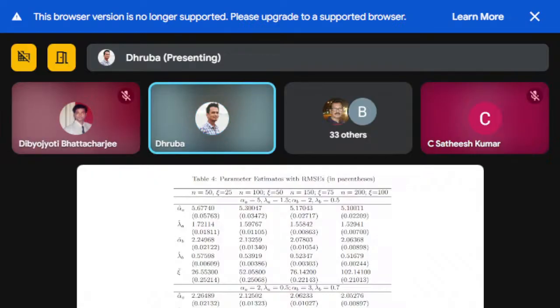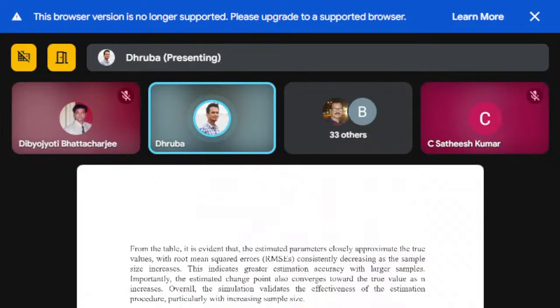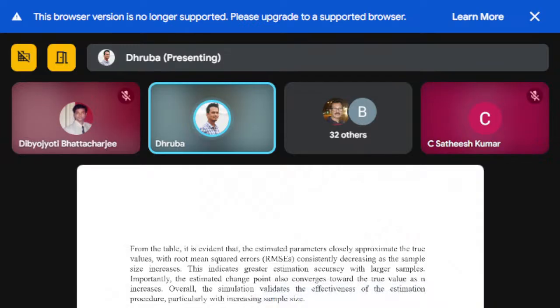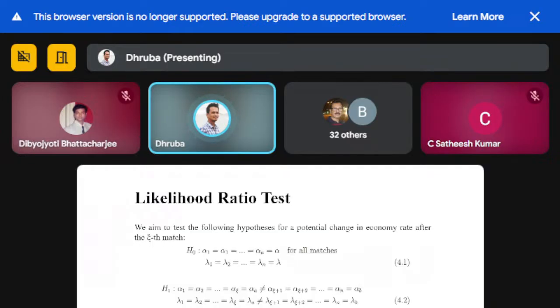And from the table, it is evident that the estimated parameters closely approximate the true values, with root mean square errors consistently decreasing as the sample size increases. This indicates greater estimation accuracy with larger samples. Importantly, the estimated change point also converges toward the true value as n increases. Overall, the simulation validates the effectiveness of the estimation procedure, particularly with increasing sample size.